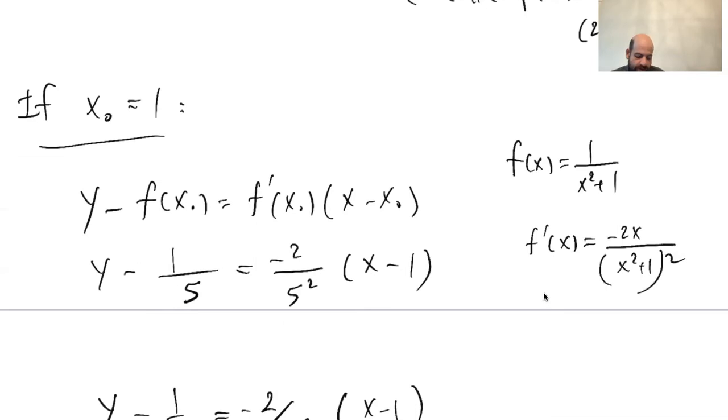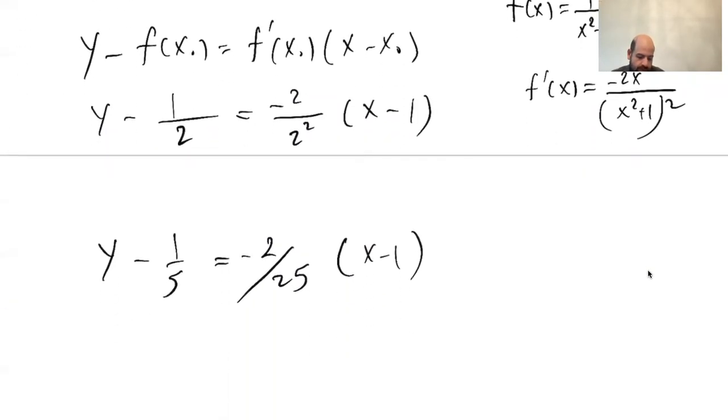So if I replace x with 1 in the formula, 1 over 1 squared plus 1 is going to be 1 over 2, not 1 over 5. So this has to be 1 over 2. And then replace x with 1 here: minus 2 over 2 squared, not 5 squared, 2 squared. So 2 over 4 is 1/2. So y minus 1/2 equals minus 1/2 times x minus 1.